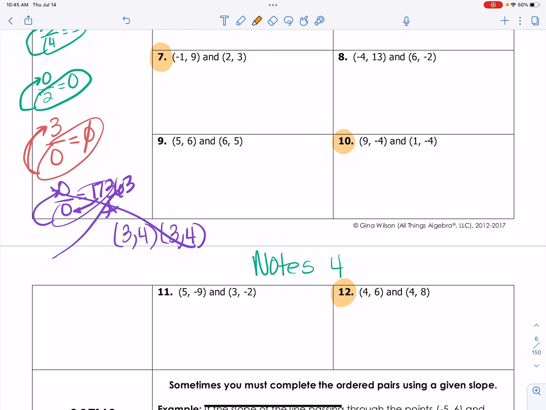All right, so if I start here, it really doesn't matter. 9 minus 3 over -1 minus 2. That is 6 over -3, so my answer is -2.